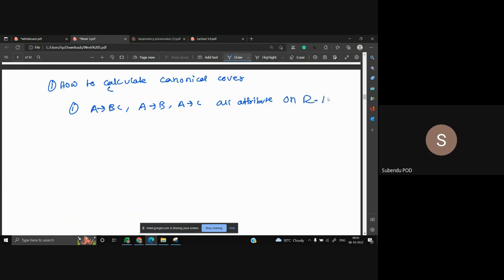So first we have to calculate the canonical cover. The first step is, if there is A determines BC, you have to write A determines B and A determines C. Means all attributes on the right hand side should be unique.